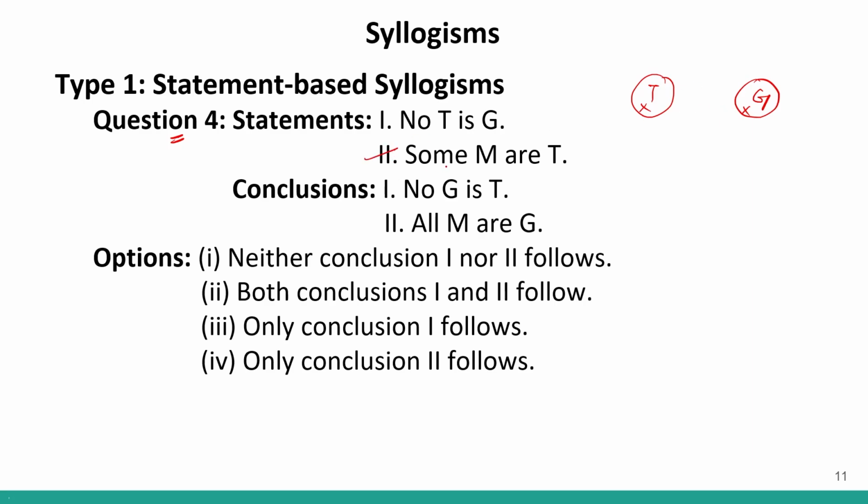Now, statement 2 says some M are T. So, M can be written like this. Some M are T. This portion we are talking about. Some M are T. It can be represented like this. This will be my Venn diagram.